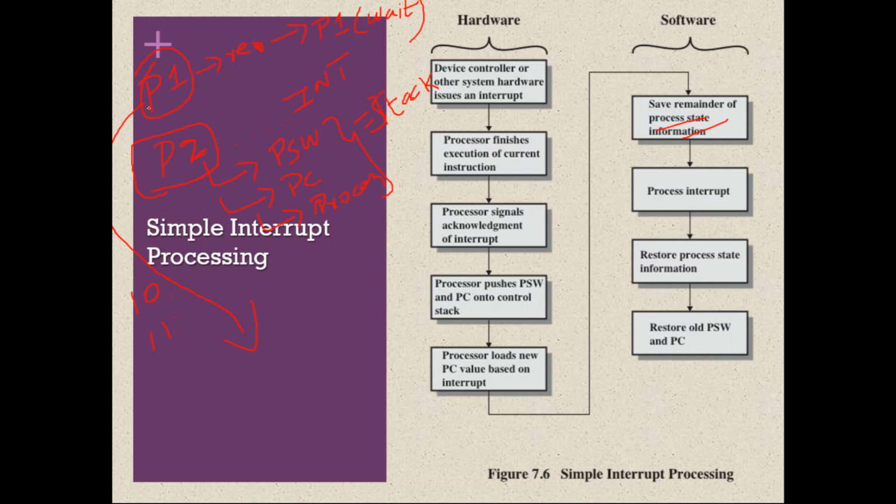Okay, that should be restored. Then only you can resume P1. So whatever the PSW, program status word, program counter and process state information related to the process P1, all these should be restored. Once it is restored, it means that now the CPU can execute P1 from where it has left previously, or it can execute P1 immediately after the instruction from where it has left previously.